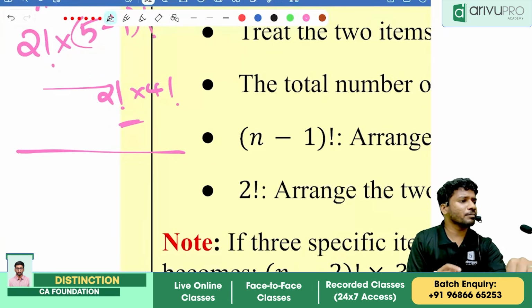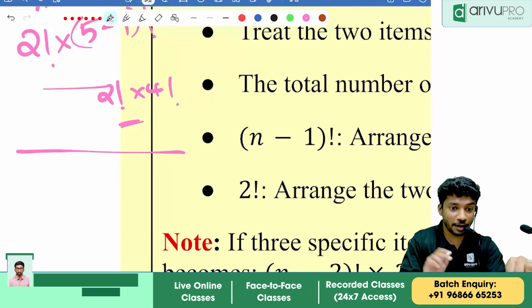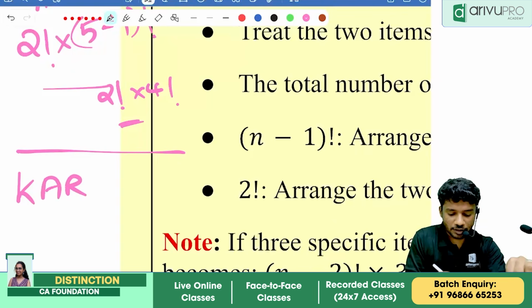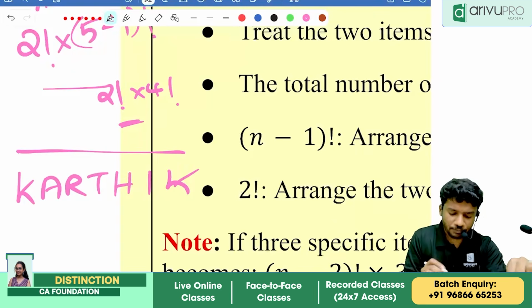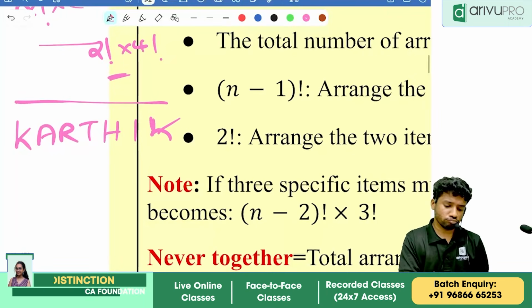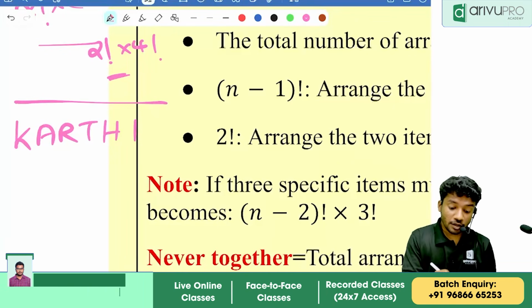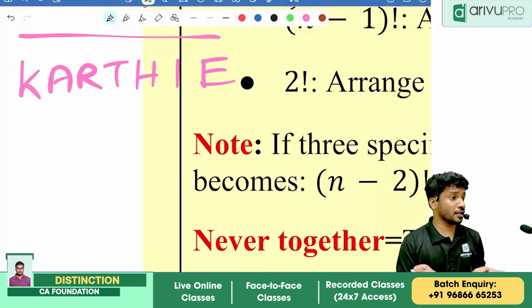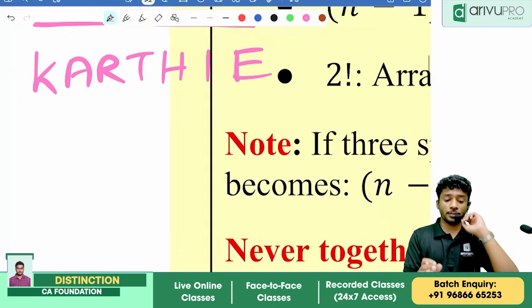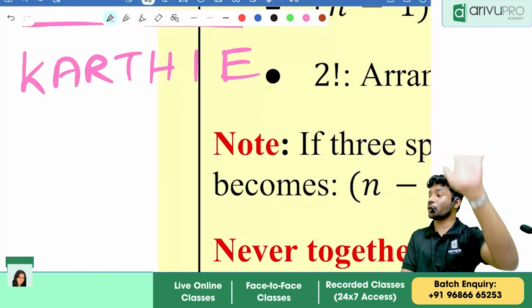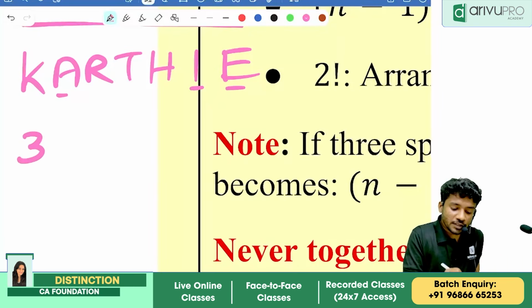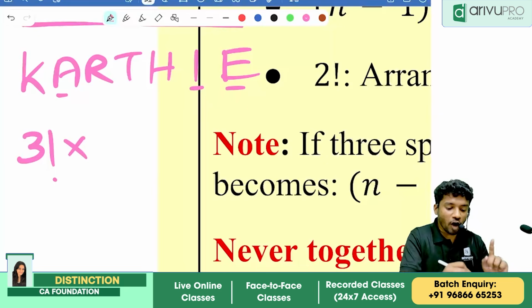Give me another name, without repetition. With repetition, I'll show you after some time. Karthik. Okay, fine. Karthi. I will put the name like this, it's also correct, right? Pronunciation is correct. Now look here, people. Vowels should be together. How many vowels are there? 1, 2, 3. That means 3 factorial into how many letters are there?